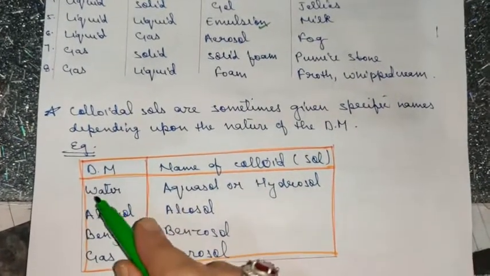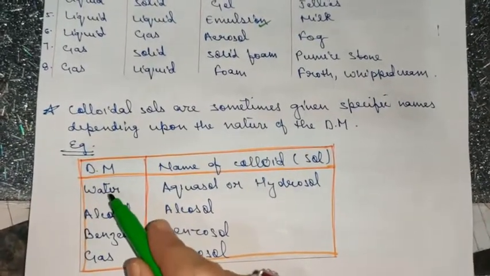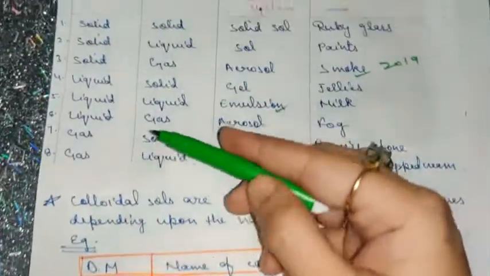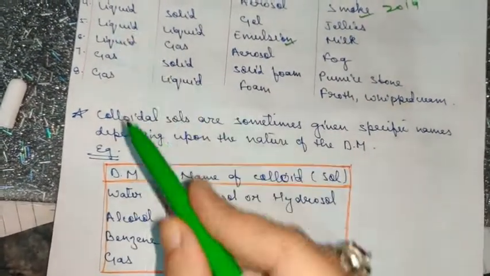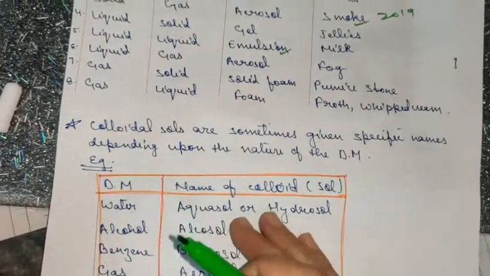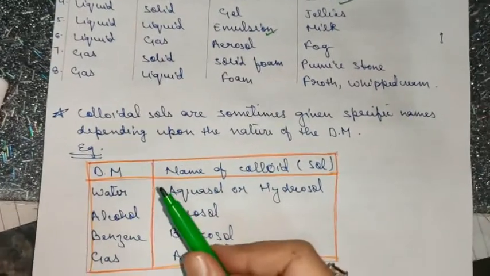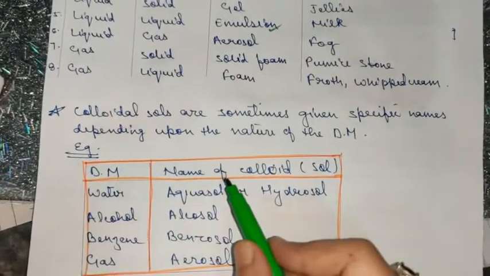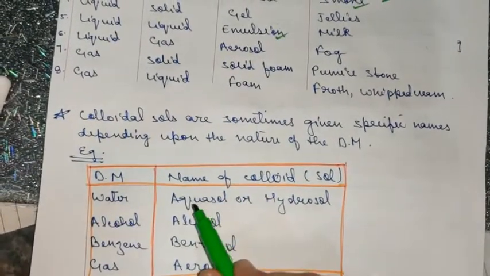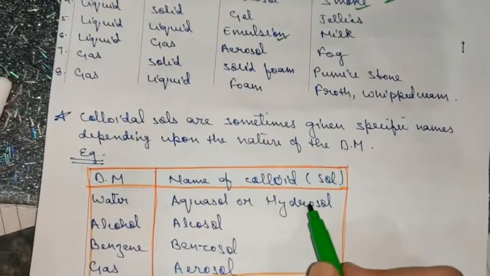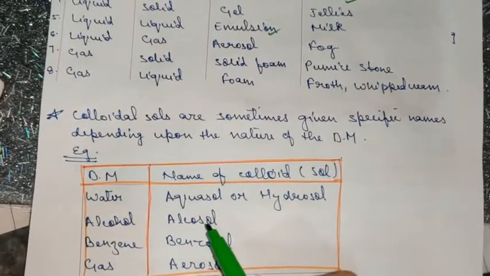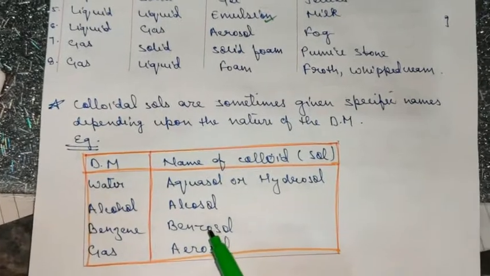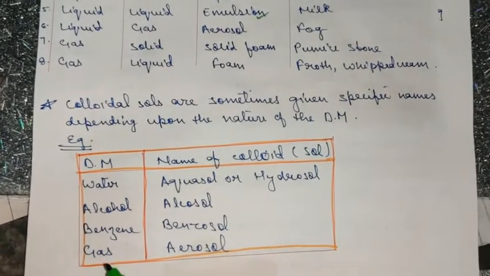Like if the dispersion medium is water, there is a difference between liquid and water. Okay, liquid is the state and water is specifying what the dispersion medium is. Then the colloidal system is known as aquasol or hydrosol. And if the dispersion medium is alcohol, that is known as alkosol. And if it is benzene, that is known as benzosol. And if it is gas, that is known as aerosol.